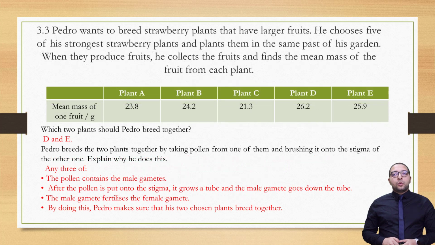Next question, which two plants should Pedro breed together? He should breed plant D and E.